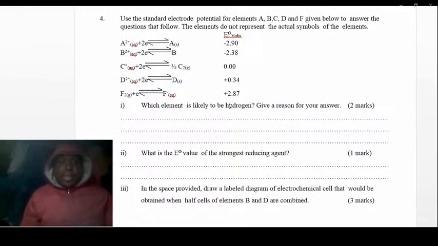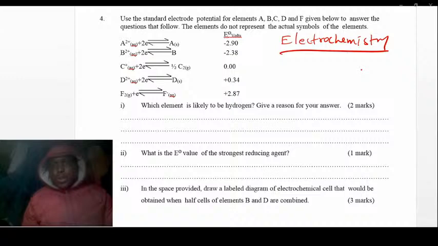Another sure bet question we want to look at is electrochemistry. An electrochemistry question will not miss in any chemistry exam. So, electrochemistry. We need to look at questions in electrochemistry.